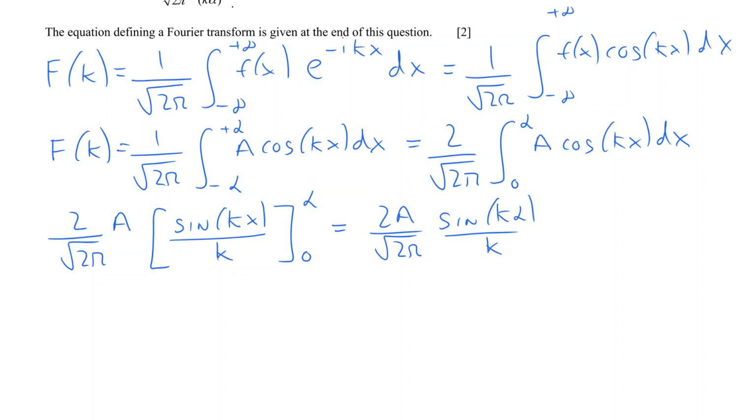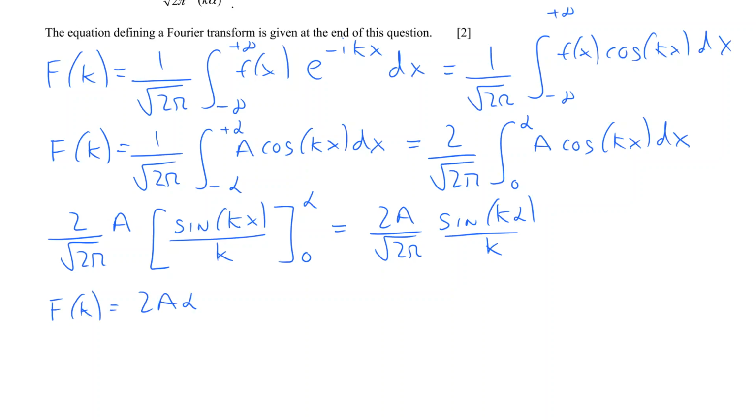And then the final step is to note that what we have in the result is something that looks a bit like a sinc function. We'd like to make this a sinc function of kα, so we need to multiply top and bottom by α. So finally we get that the Fourier transform is equal to 2aα divided by the square root of 2π, and then it's sin(kα) divided by kα.